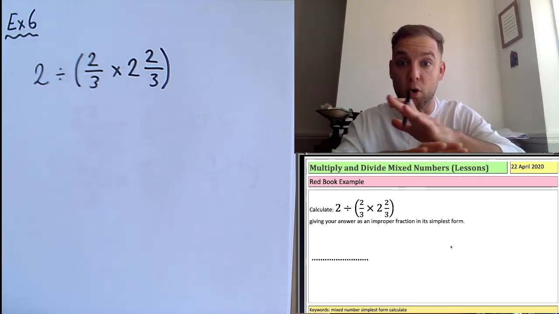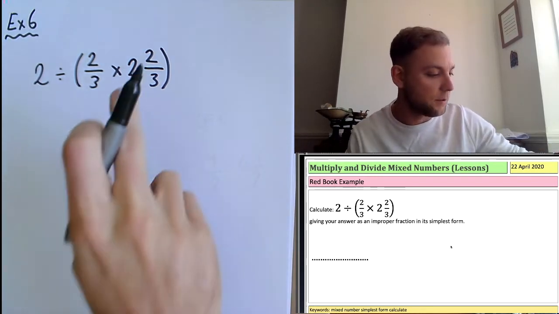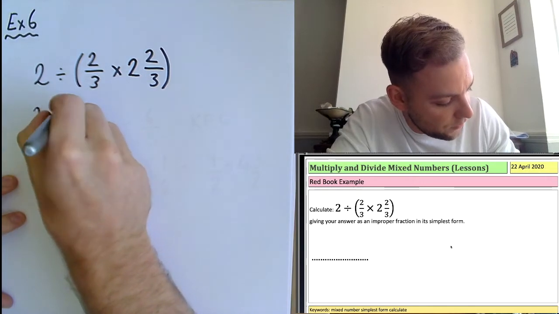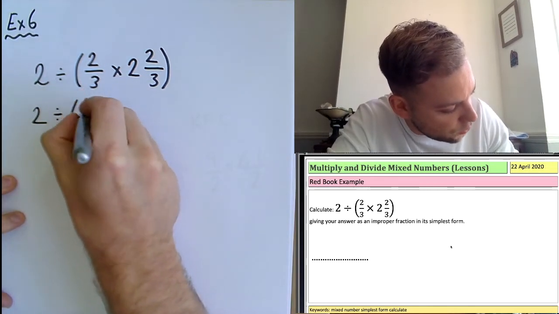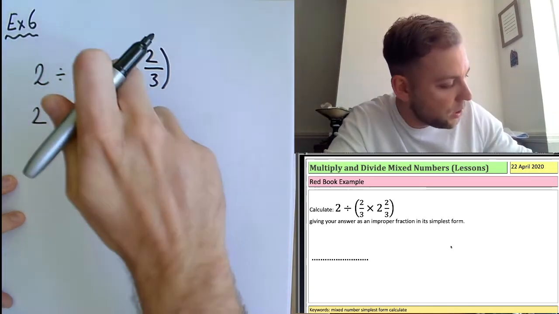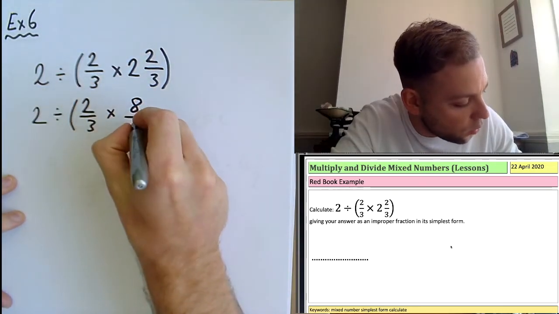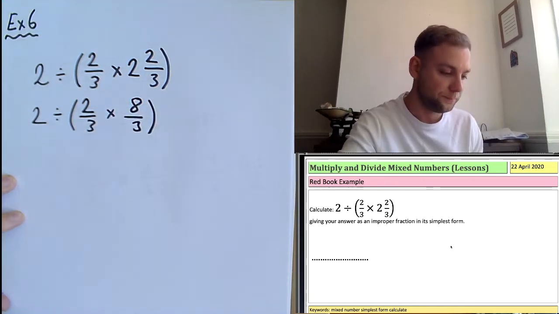Okay, so first of all, before anything, I'm going to change these to improper fractions. So 2 divided by 2 over 3 times by 2 times by 3 is 6 plus the 2 is 8 over 3. Brilliant.